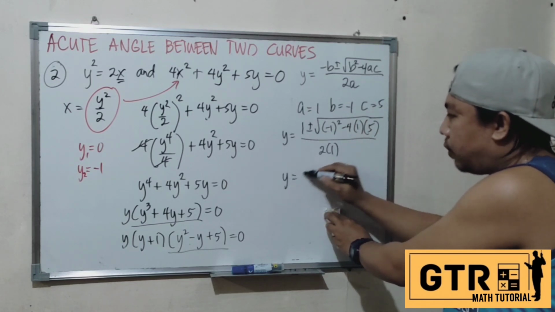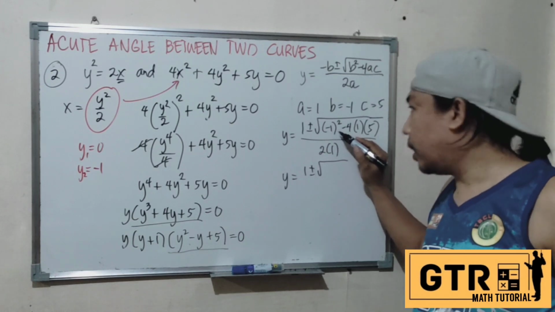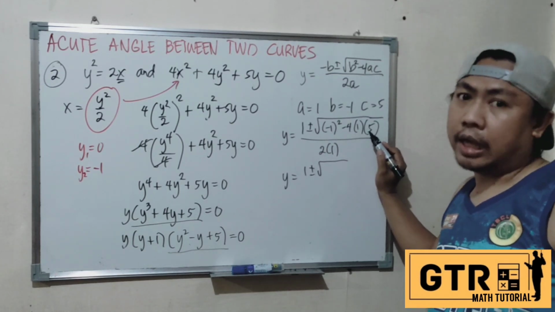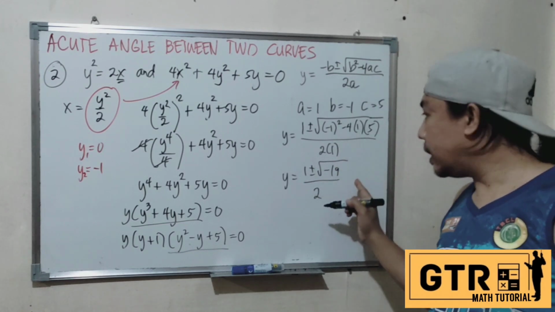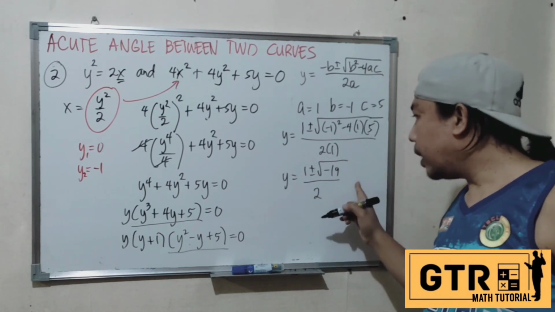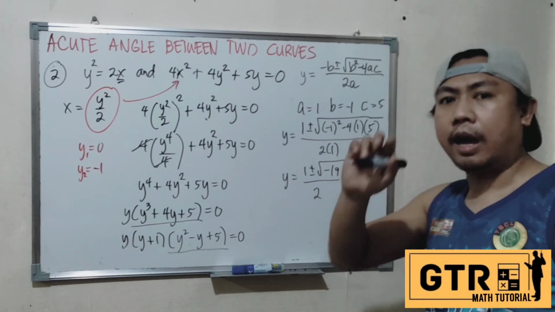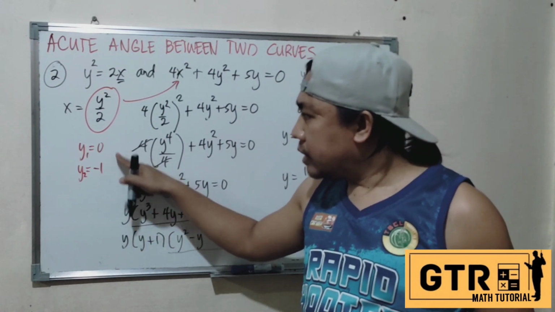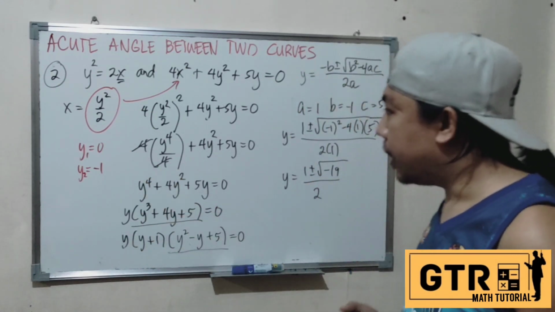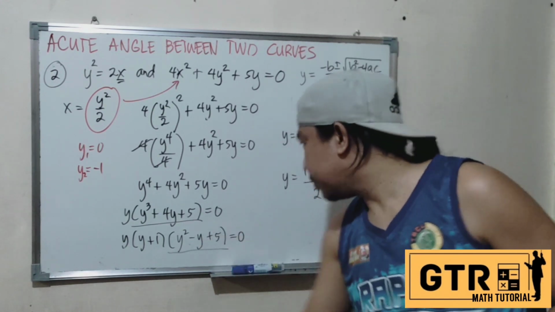So therefore, y is equal to 1 plus or minus square root of negative 1 squared, that is 1, minus 4 times 5, so that is 20. So we have negative 19 over 2. So this is imaginary. So therefore, it doesn't exist in the Cartesian plane. So we only have 2 points of intersection, when y equals 0 and y sub 2 equals negative 1. So there is no intersection here.